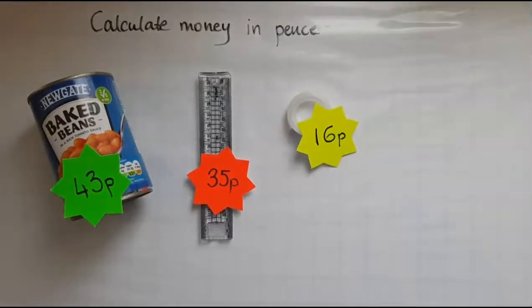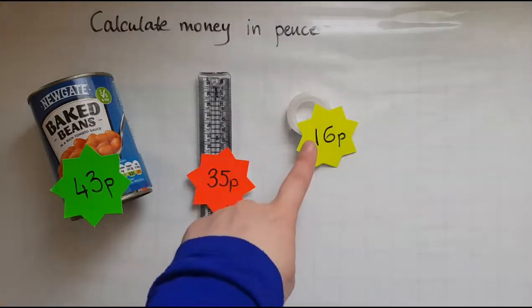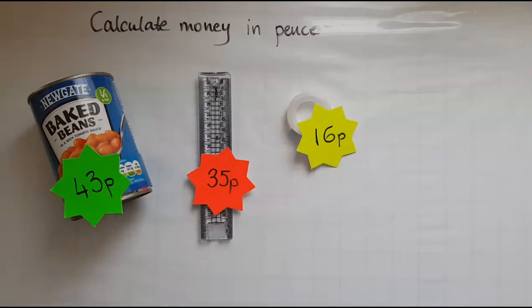In this video we'll learn to calculate money in pence. So we'll calculate how much different items altogether cost, writing the amount in pence using the correct money notation. So I've got 3 items, just like the ones that you'd find in a shop. Baked beans, which cost 43 pence, a ruler costing 35 pence, and sticky tape 16 pence. I want to find out how much these two will cost.